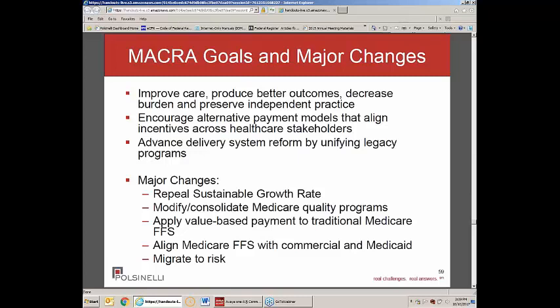And some of the major changes it made was to repeal the sustainable growth rate. This was an annual effort with Congress because the physicians were about to take a very significant pay cut. And so every year there was wrangling in Congress about continuing on the sustainable growth rate, and finally this program got rid of it entirely. Consolidating some of the Medicare quality programs that physicians were participating in, and applying some of those value-based payments to traditional Medicare fee-for-service, and aligning with commercial and Medicaid programs, and eventually migrating to risk, that fourth model we talked about.